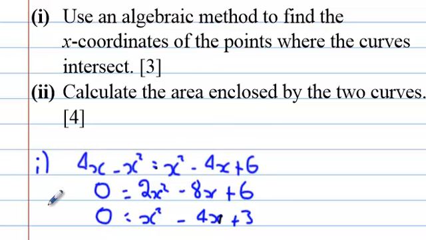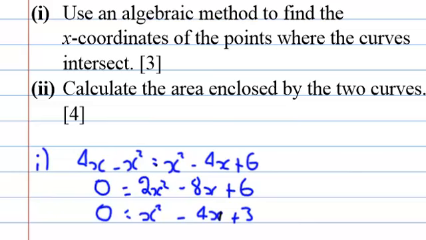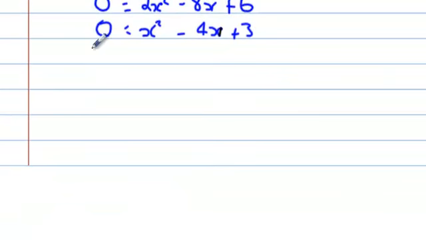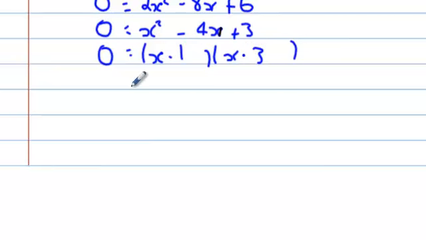x squared minus 4x plus 3. That needs to be factorised. It's a quadratic, so it goes into 2 brackets, which are x minus 1, x minus 3. So x equals 1, x equals 3 are the answers to part 1. We were only asked for the x values for those.